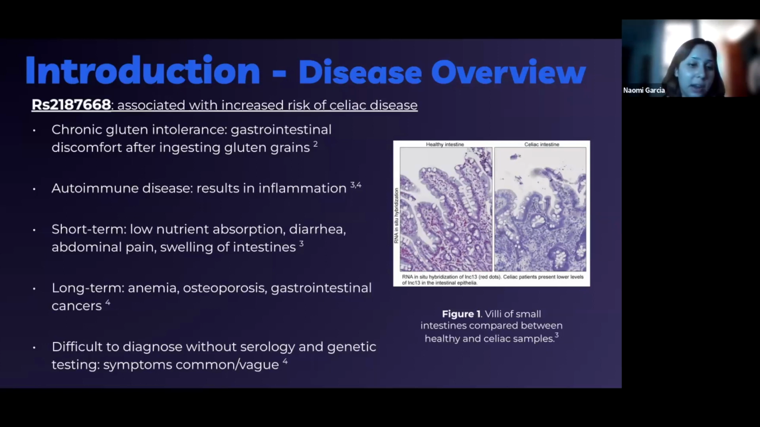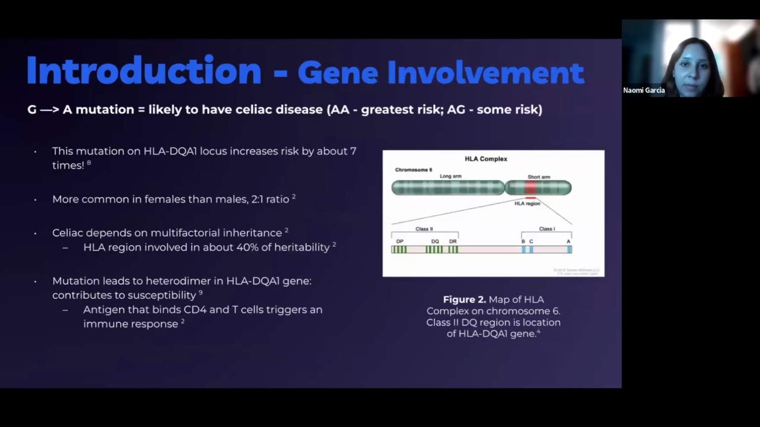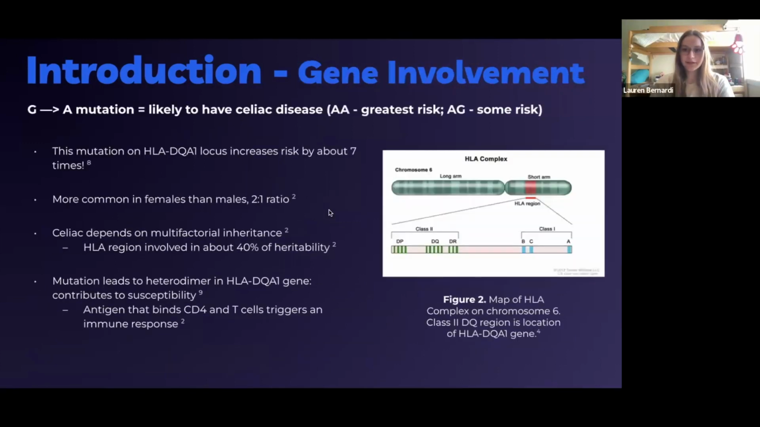In the long term, it can lead to much greater things like anemia, osteoporosis, and some forms of gastrointestinal cancer. Overall, it's very difficult to diagnose without serology and genetic testing because the symptoms could be of so many other diseases. So it's kind of a last resort diagnosis. The way that the susceptibility works is a G to A mutation on this locus. That means that you are likely to have celiac disease. Homozygous for A is the greatest risk, and heterozygous for AG is some risk.